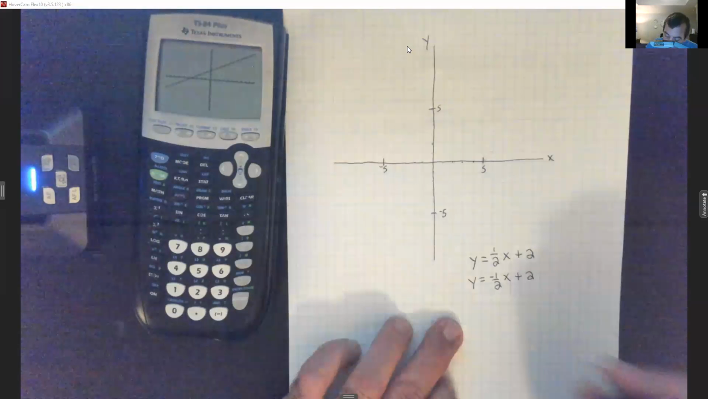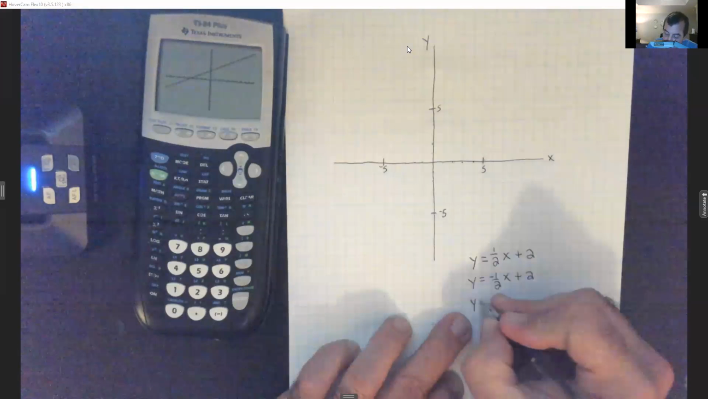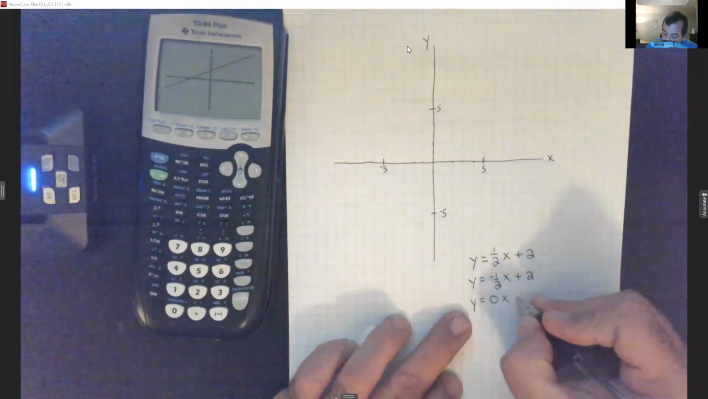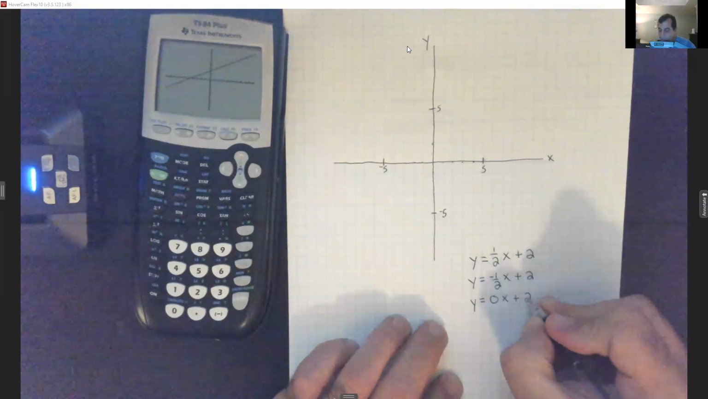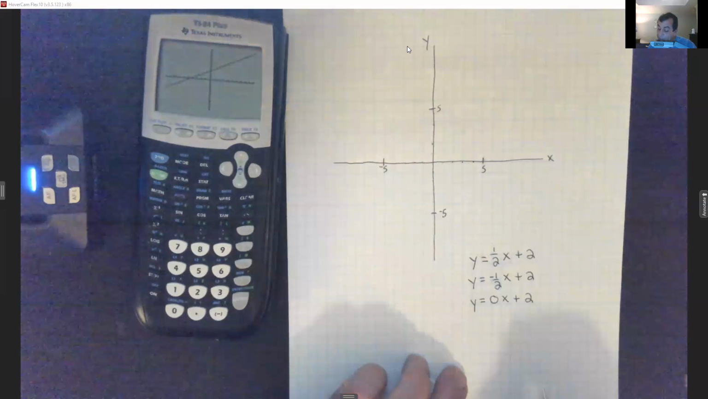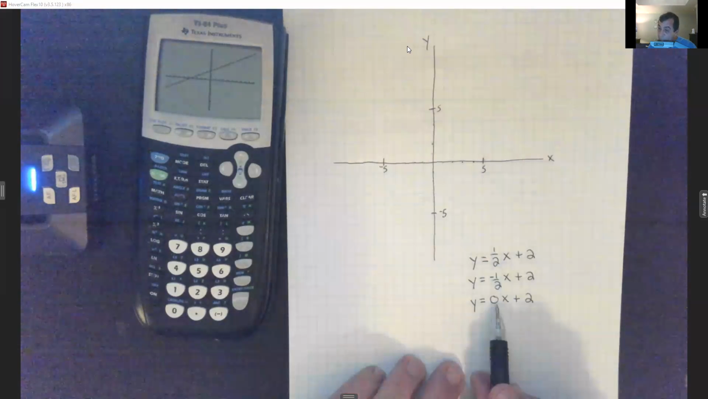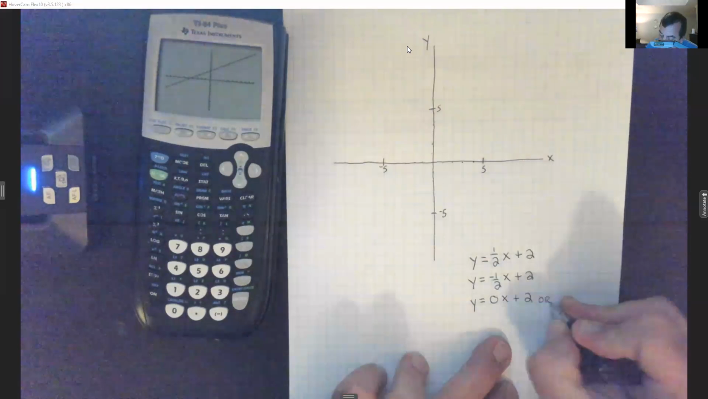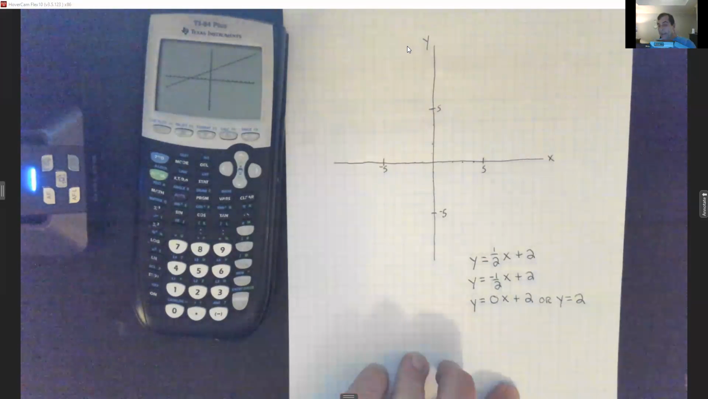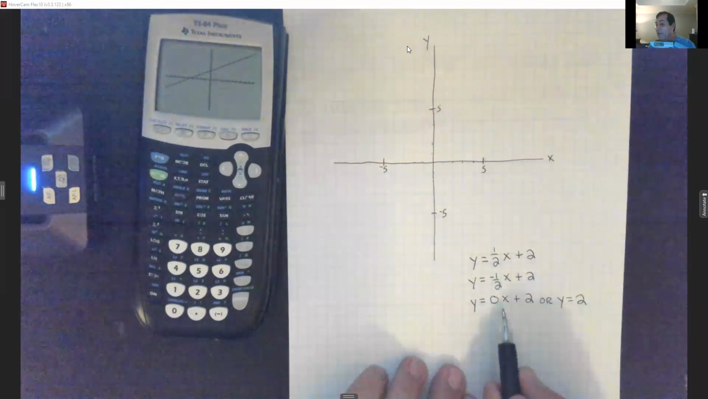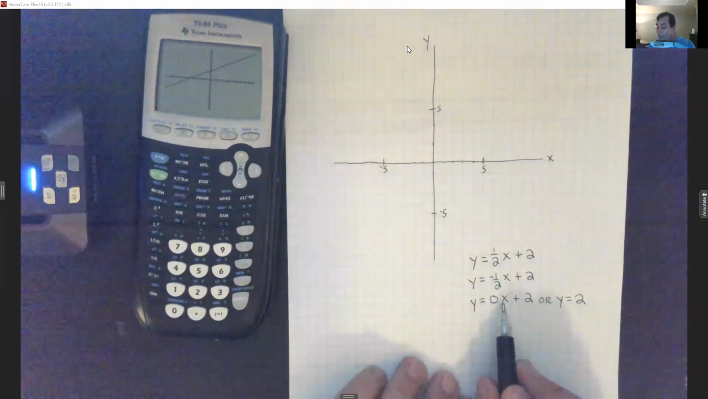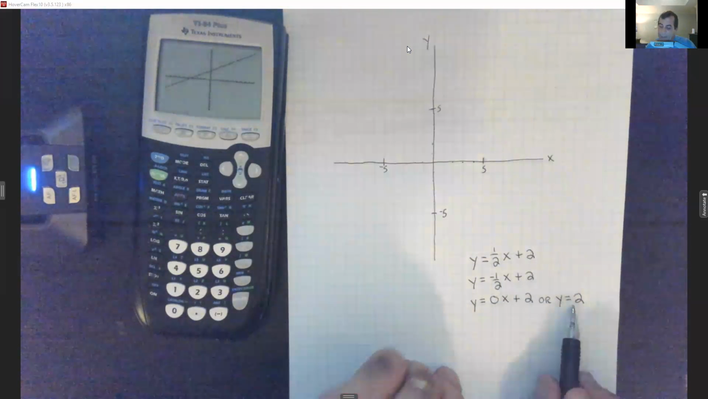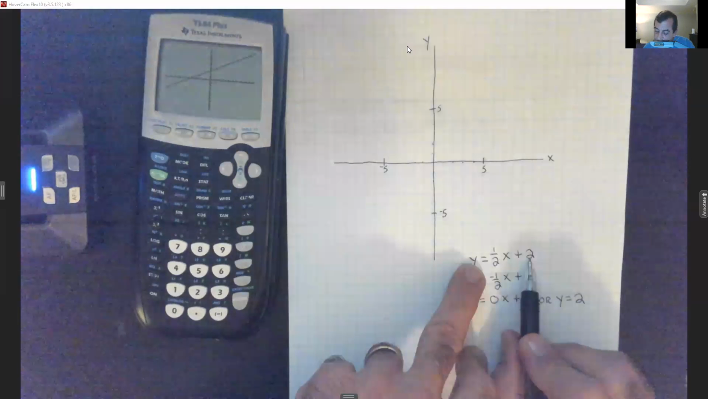And then my third one will be y equals 0x plus 2. So I will say this, anytime the slope is 0, they could write that as this, y equals 2. Anytime the slope is 0, because 0 times x is 0, you can shorten this one by writing it as y equals a number, okay? So let me graph these 3 to show you what's happening.